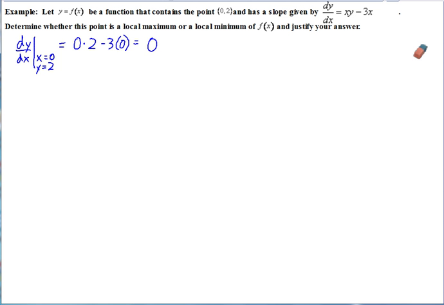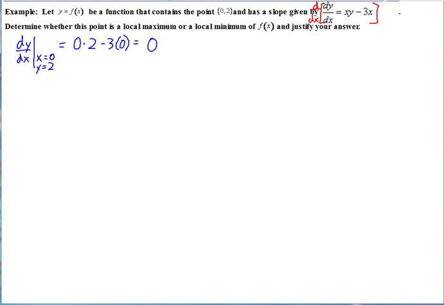So again, to see which one it is: because our derivative is in terms of x and y, and we don't know any other points here, we can't use the first derivative test. So let's use the second derivative test here and find our second derivative by finding the derivative of the first derivative.